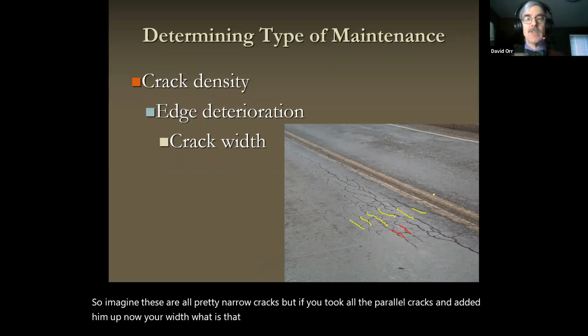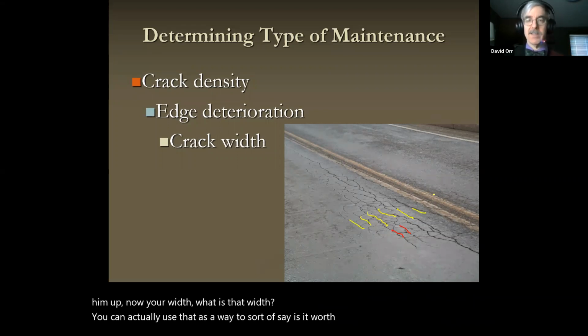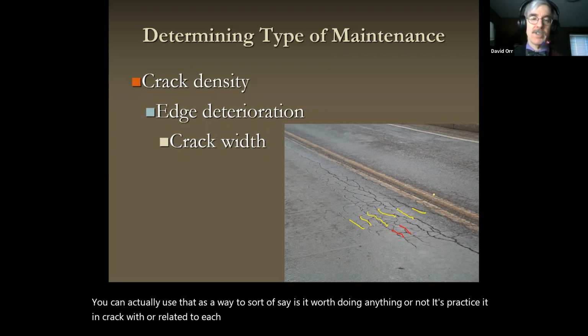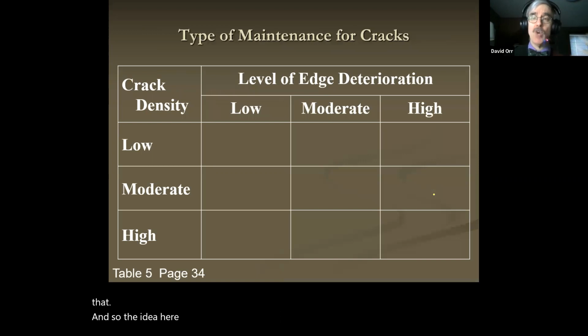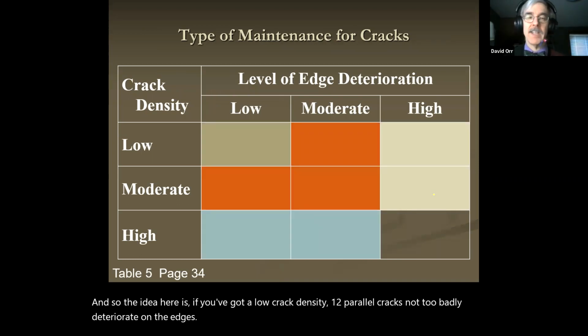You can actually use that as a way to sort of say, is it worth doing anything or not? Crack density and crack width are related to each other. Edge deterioration, I'll show you some pictures on that. And so the idea here is if you've got a low crack density, one or two parallel cracks, not too badly deteriorated on the edges, well, you probably don't need to do much of anything.